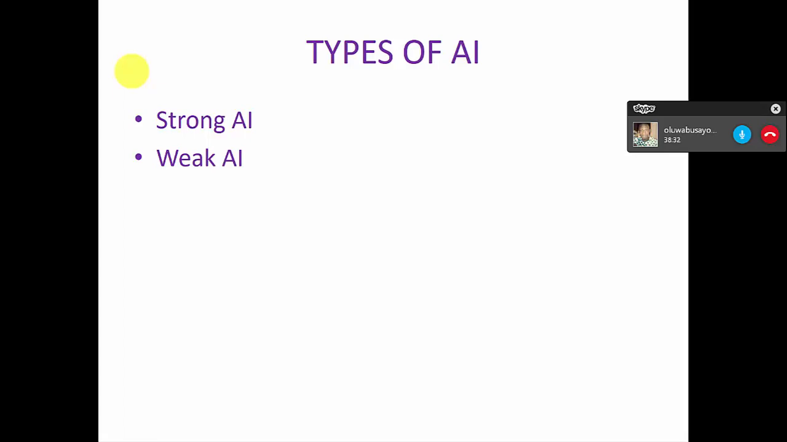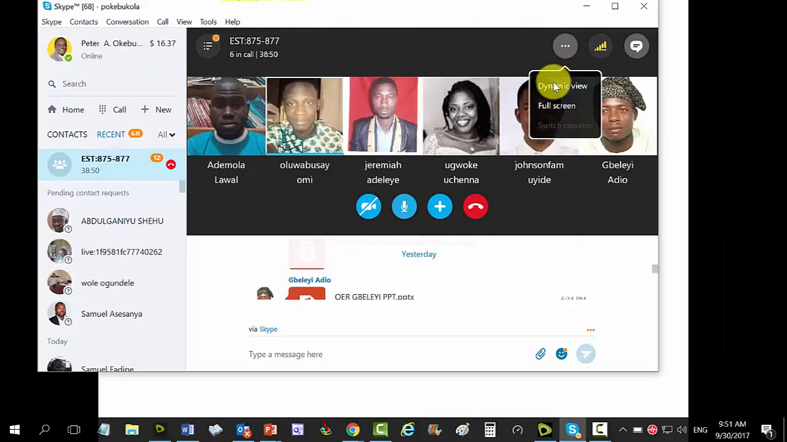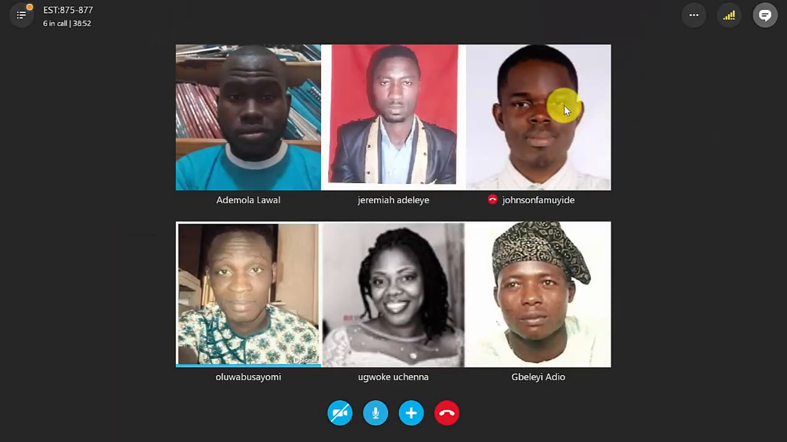In the case of strong artificial intelligence, the principle behind it is that it is meant to represent the human mind. Those kinds of machines have the ability to reason, to think, and to do all kinds of functions that the human brain is capable of doing. But the only area which has exploited strong AI is machine robots.